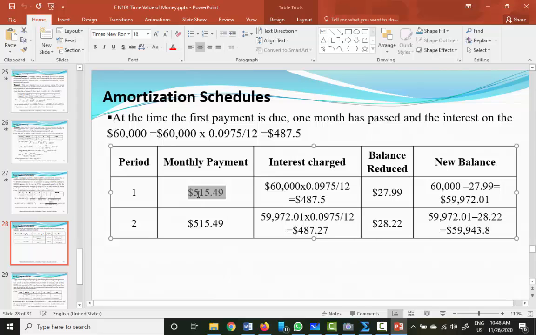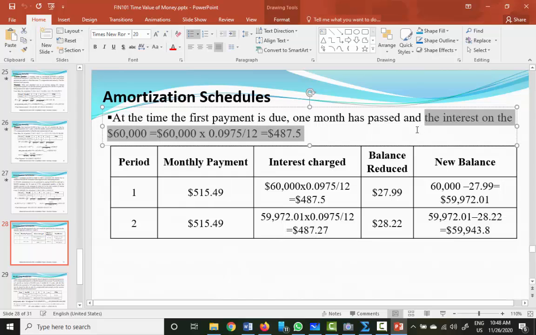So at the end of 1 month, when you go for your first installment, by that time 1 month is over. So what the bank will do, the bank will calculate the interest amount for that 1 month. So I'm repeating again: by that time 1 month is over, so the bank will first calculate the interest amount for that 1 month.